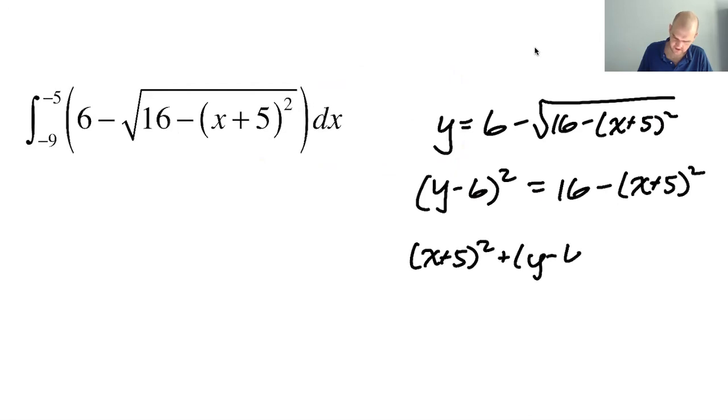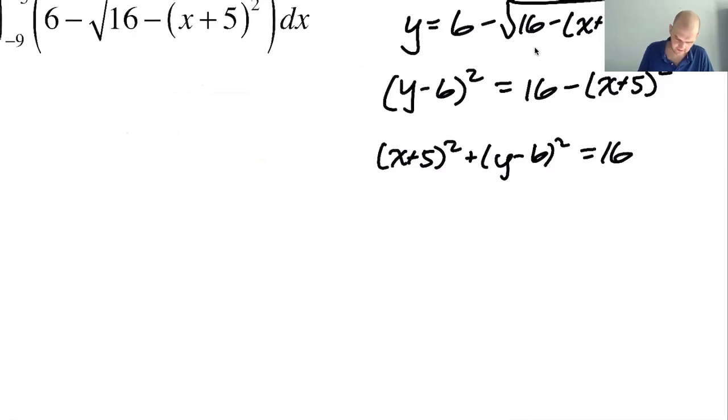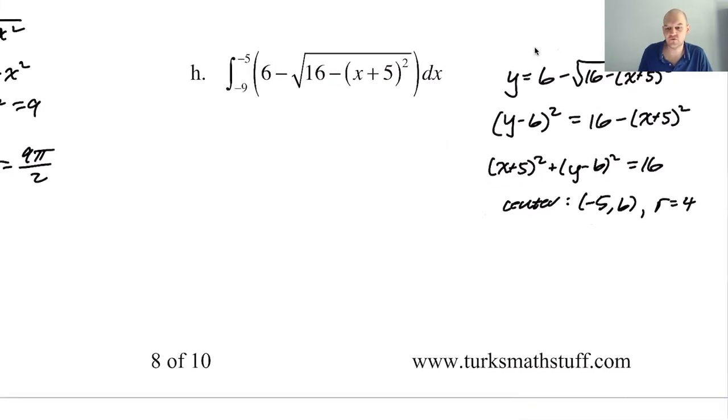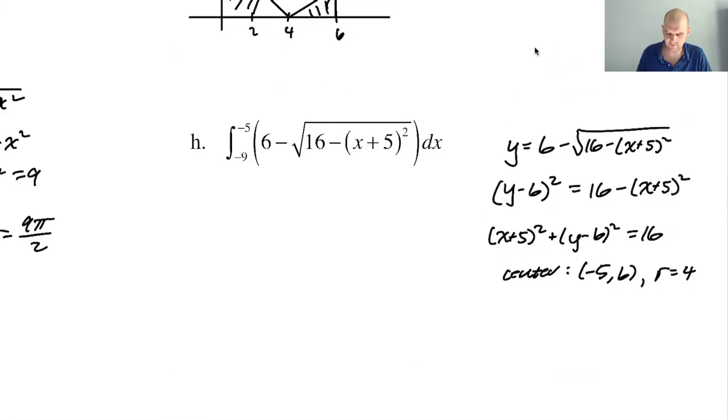Get (y − 6)² = 16. It's a circle, right? The center is (−5, 6), and the radius is 4. And then which part of the circle? Well, because of the negative, it's the bottom half of the circle. So let's see if we can do that.